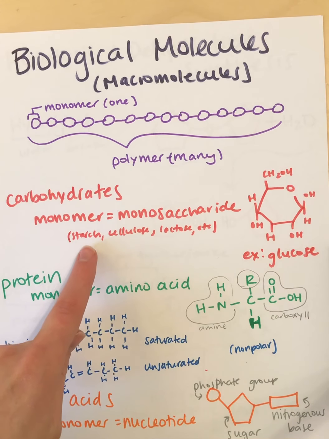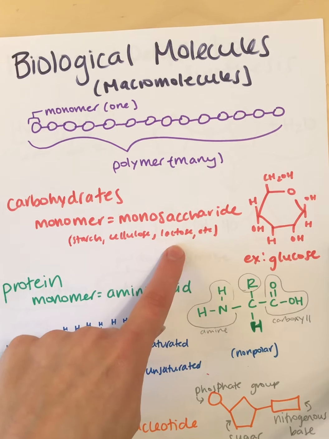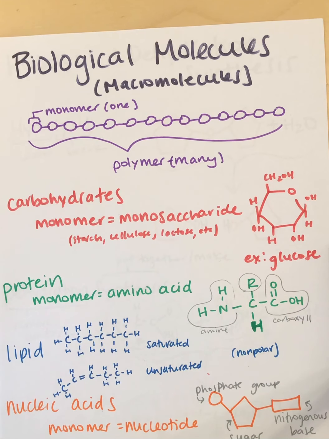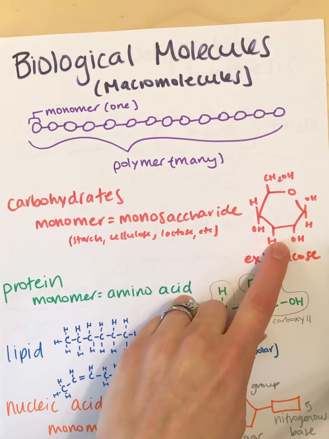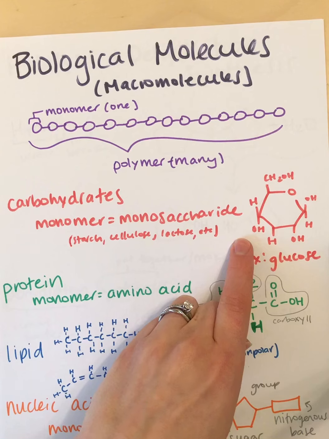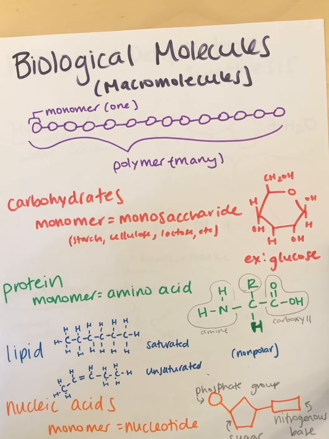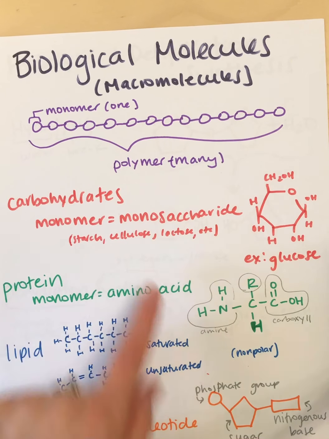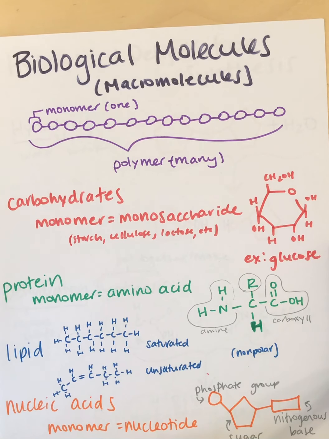Other types of carbohydrates are starch, cellulose, and lactose, and others. So carbohydrates are when we have a chain of multiple monosaccharides, multiple simple sugars assembled in a line, and the way they're assembled leads to what type of carbohydrate it is.